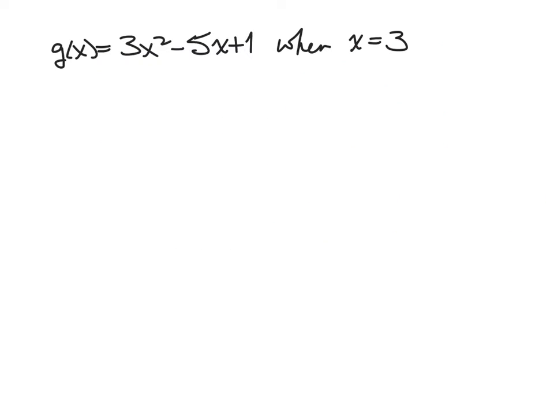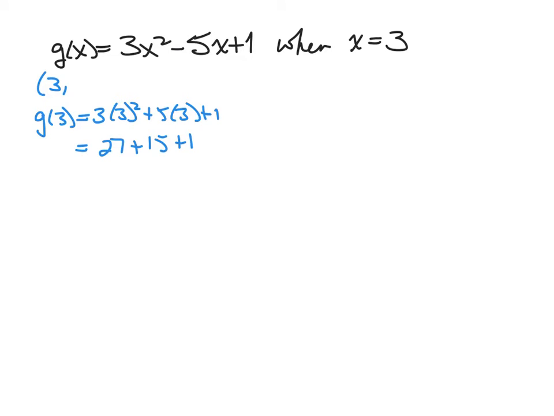Let's try another one. One that's a little bit more complicated, but the idea is still the same. First of all, we need a point. We have an x-coordinate of that point is 3. To find the y-coordinate, we're going to take 3 and plug it into g of x. So we'll have 3 times 3 squared plus 5 times 3 plus 1. That looks like 27 plus 15 plus 1. So 30, 42 plus 1 is 43. That's our y-coordinate.